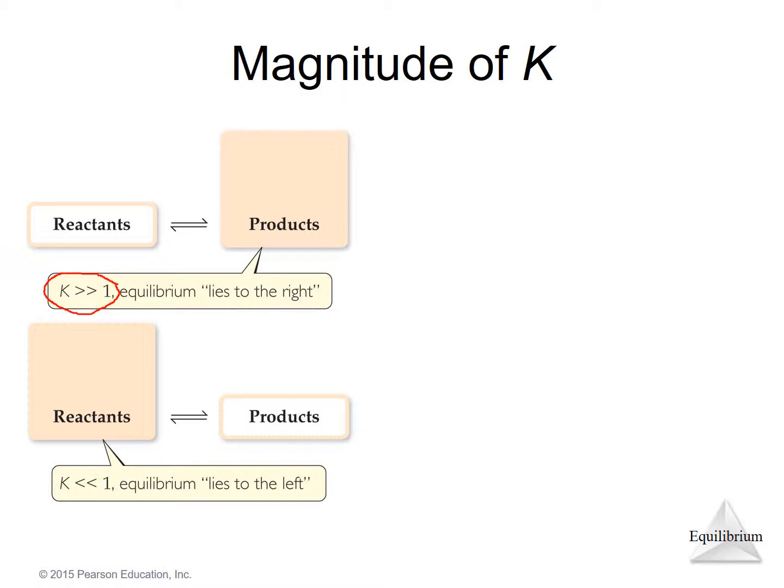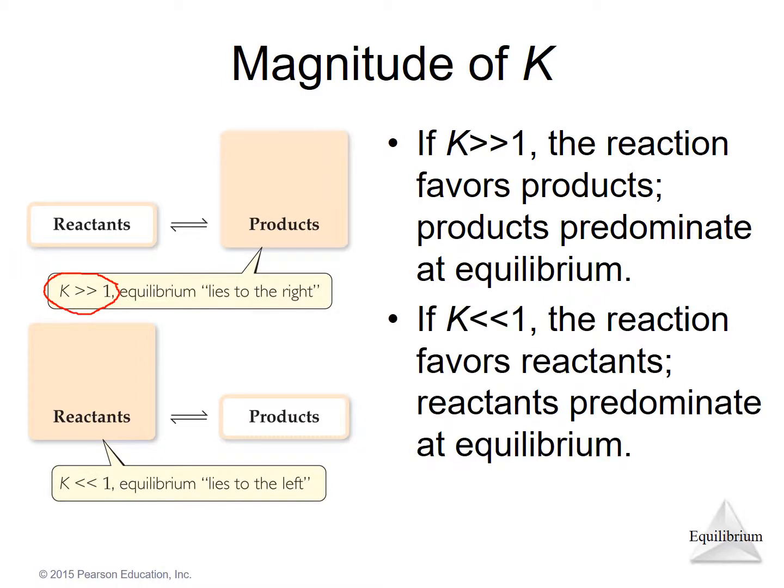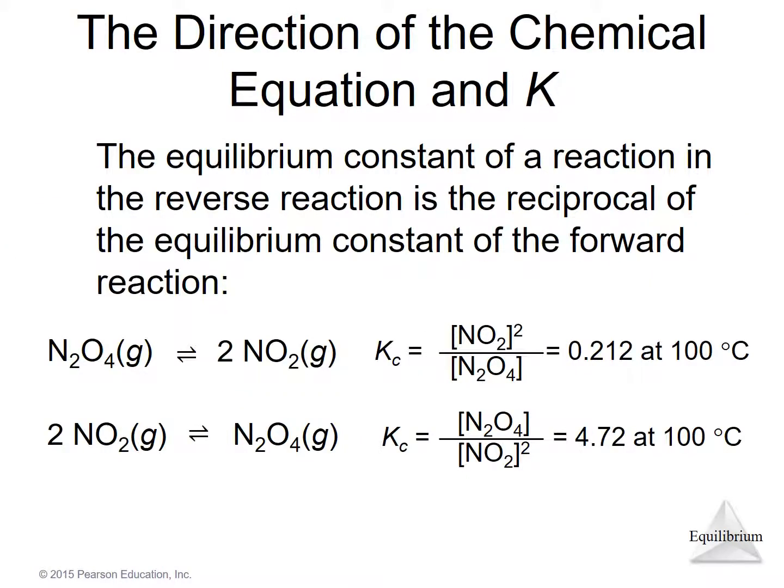If, on the other hand, K is close to 1, that means the products and reactants are roughly the same in concentration, roughly the same order of magnitude. So if K is much greater than 1, the products are favored. If K is much less than 1, reactants are favored. And then if K is pretty close to equal to 1, you can think of the reaction going halfway.